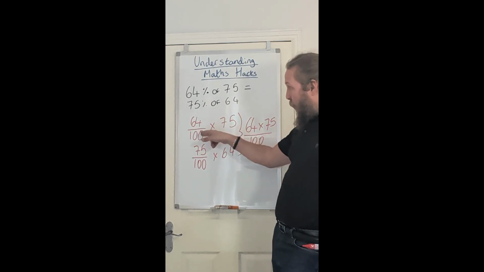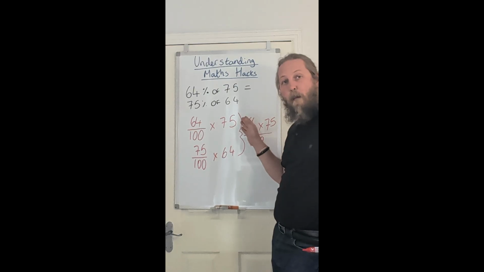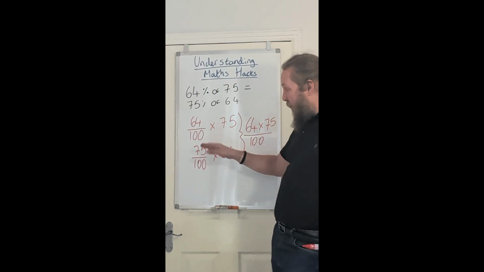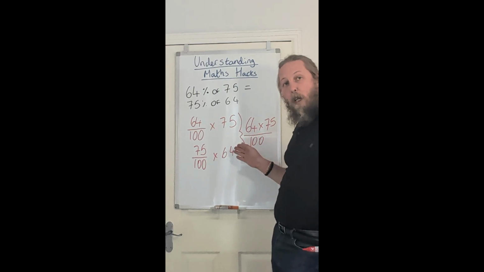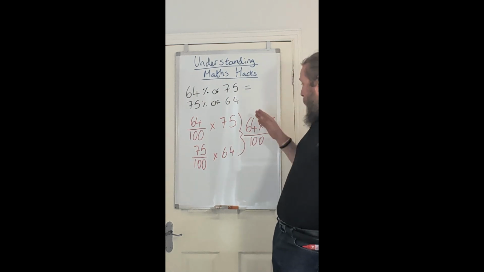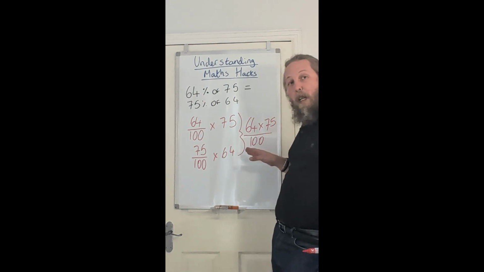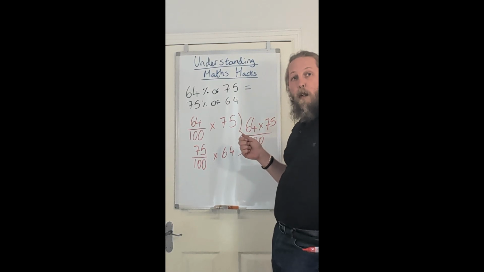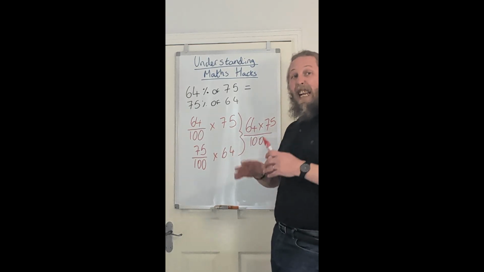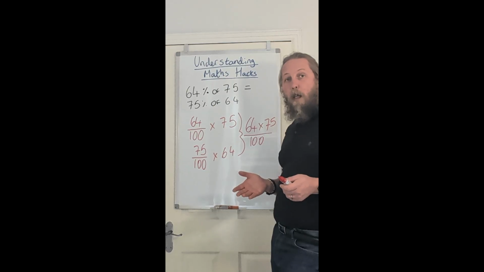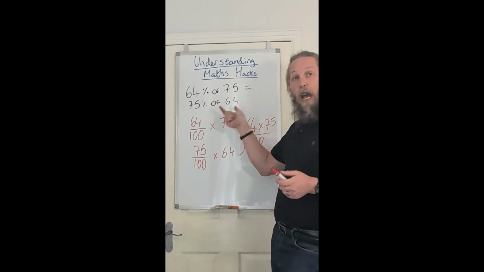So I can do 64 divided by 100 and then times by 75. Or I can do 75 divided by 100 and then times by 64. Or I can do 64 times 75 and then divide by 100. And as long as I do those two multiplications and that division, or I multiply those two numbers and do that division by 100, it doesn't matter what order I do it in. And that's why this hack works.